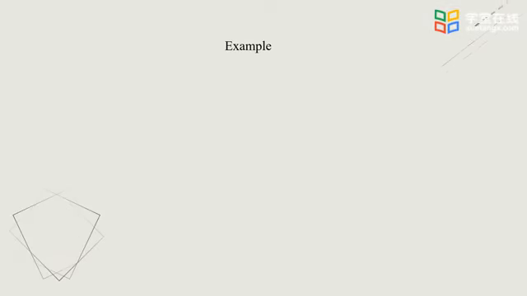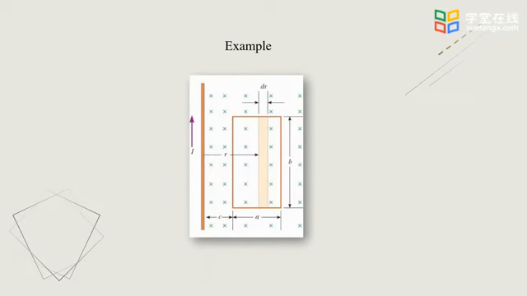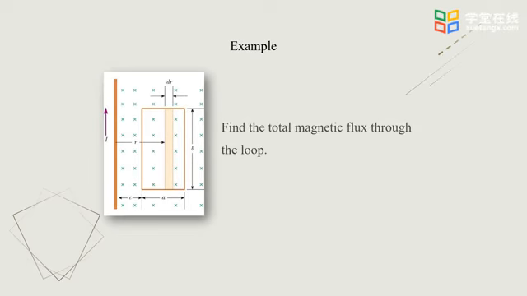Now let me give you an example. Please look at the figure. Here is a long straight wire carrying a steady current I. A rectangular loop of width A and length B is located near the wire. The distance between the wire and the closest side of the loop is C. The wire is parallel to the long side of the loop. We wish to find the total magnetic flux through the loop.